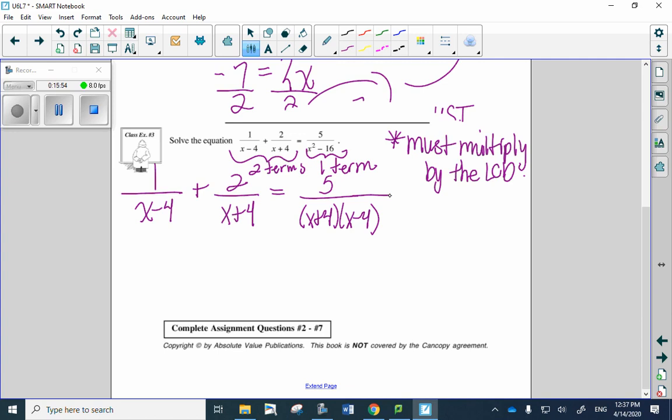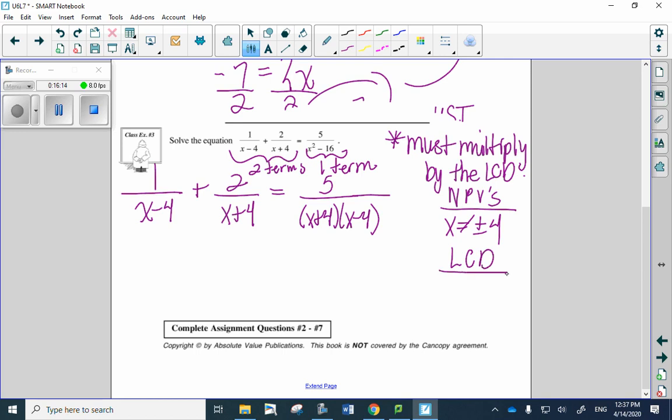Okay, now that everything's factored, state your non-permissible values first. So my NPVs are going to be x cannot be equal to plus or minus 4. So I have two non-permissible values. Now we're going to have to multiply by the lowest common denominator. So remember, what is our lowest common denominator?